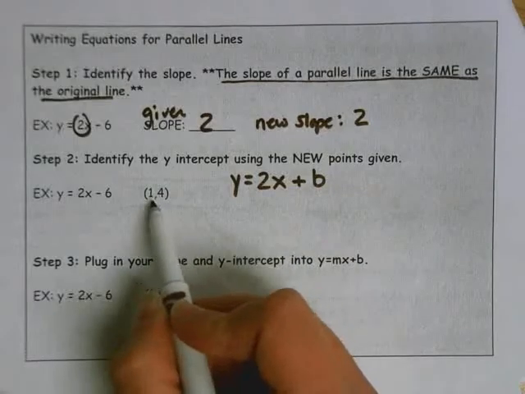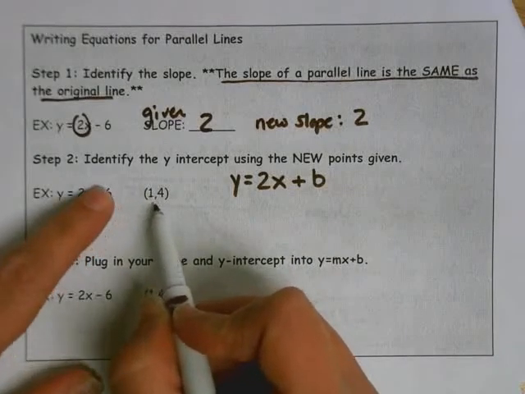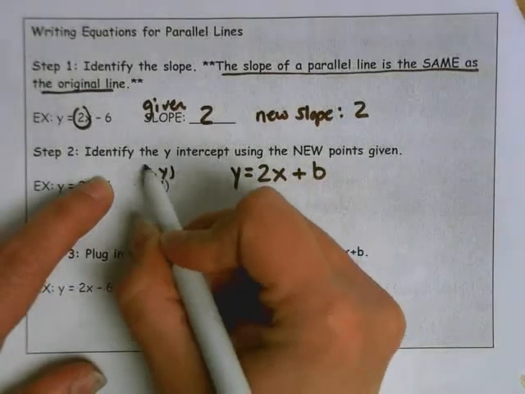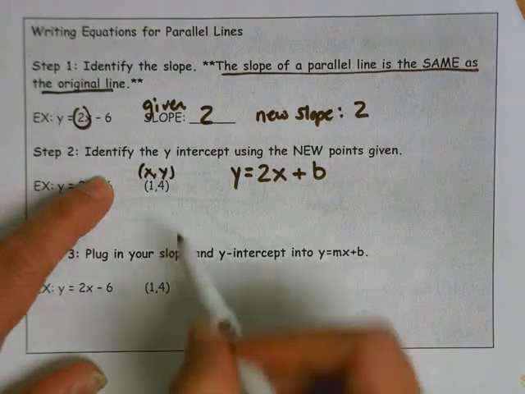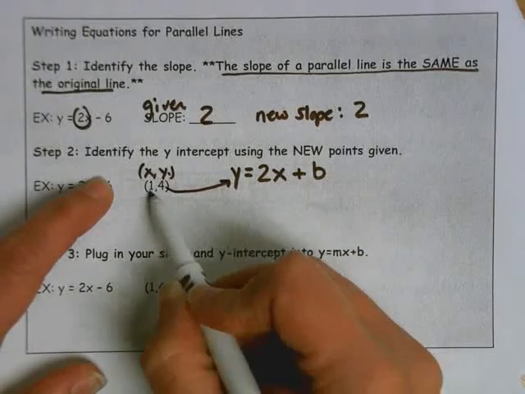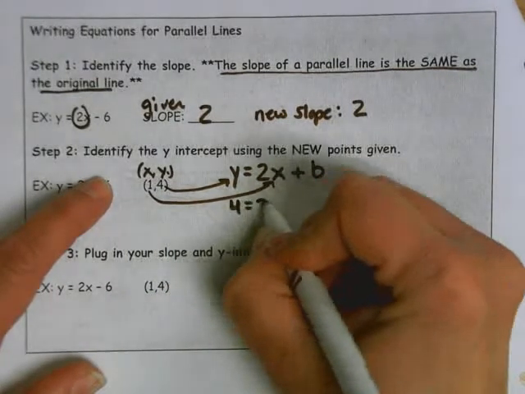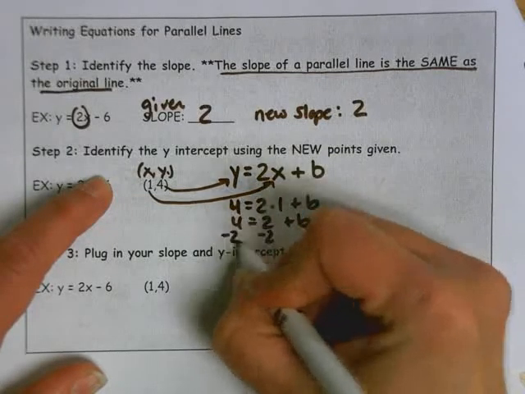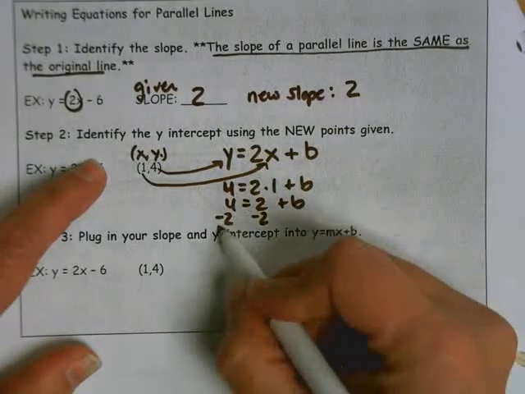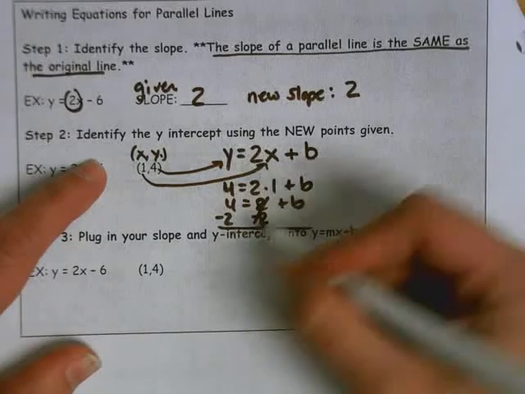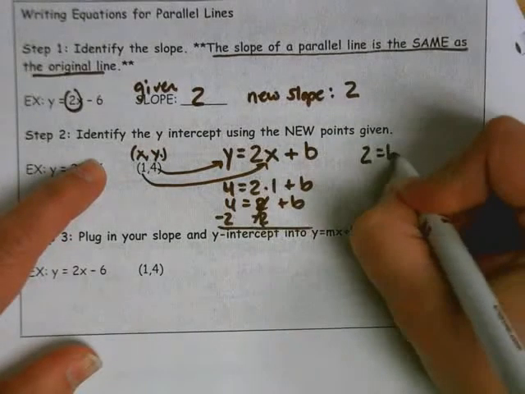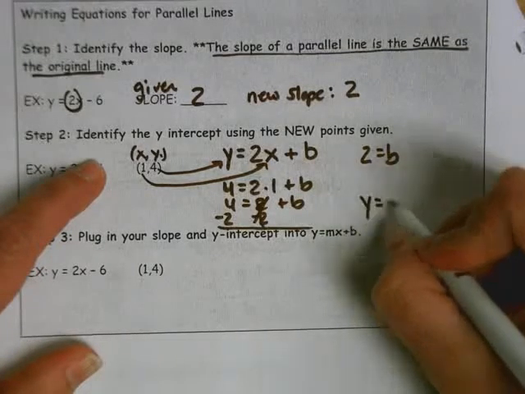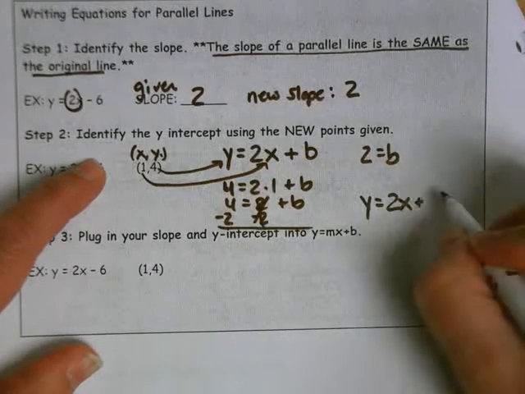So what do we do? This one is giving us a point that it's going to go through. So the original problem would give us a point, and in this case, this is an x comma y. We're going to plug them in and find out what our b is. So the y, 4, is going to go in here. The x, 1, will go in there for the x. 4 equals 2 times 1 plus b. 4 equals 2 plus b. And I'm just going to subtract 2 from both sides to get the b by itself. So these would go away, and I would have 4 minus 2. I've got to bring this up here. 2 equals b. So our new equation is now y equals 2x plus 2.